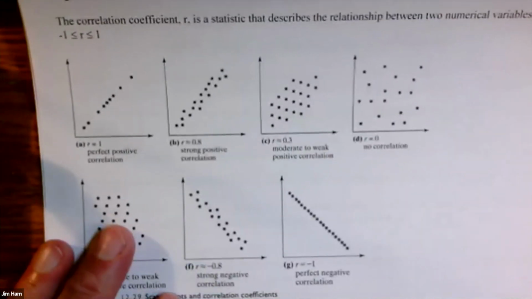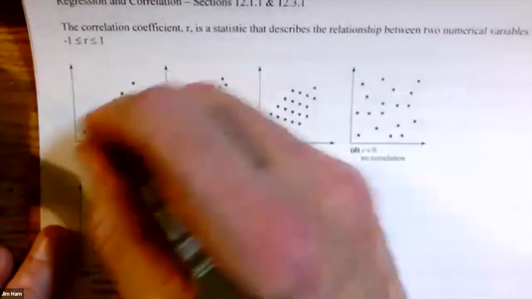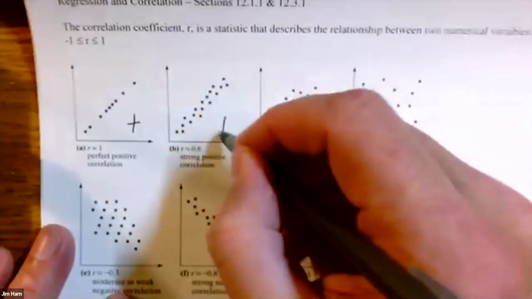All right, so here are some examples. This one here, you can see that it's a positive increasing relationship, positive, positive.